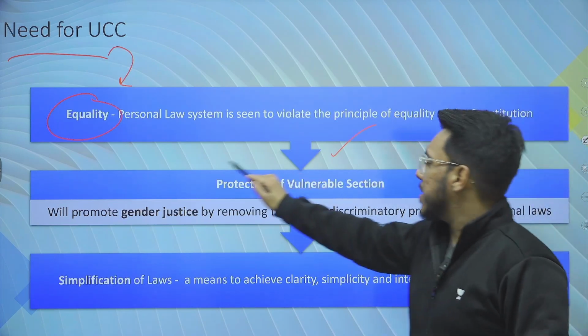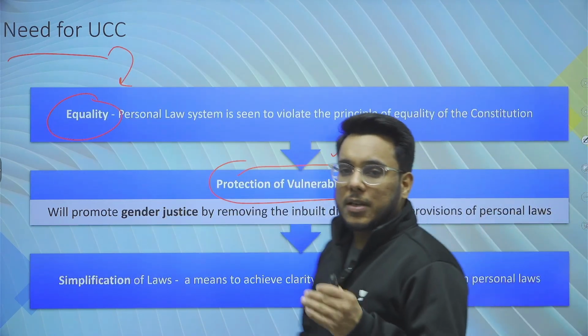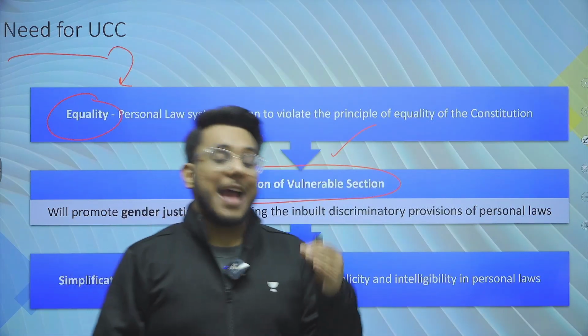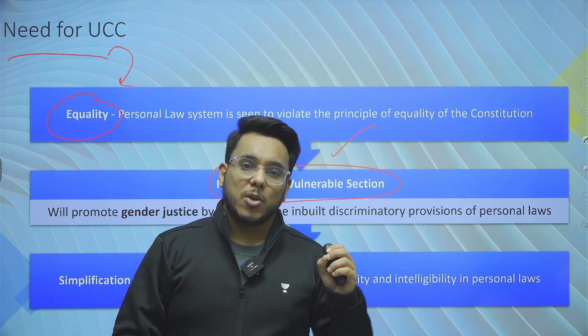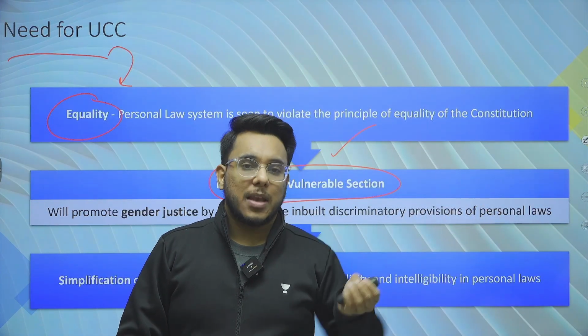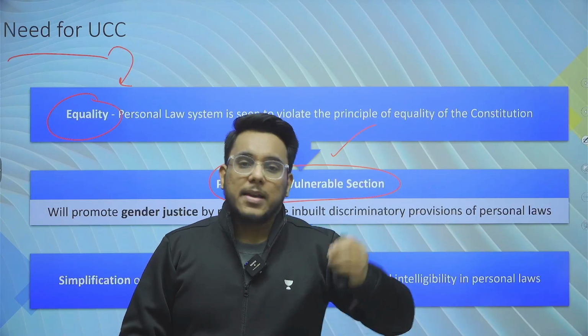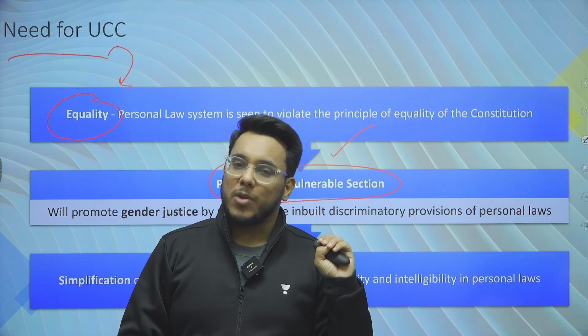Second, it will help in the protection of vulnerable sections of society. Often the personal laws happen to be discriminatory against women. Now understand this, guys: for example, instant triple talaq was invalidated by the Supreme Court, and then the Muslim Women Act 2019 also invalidated it.